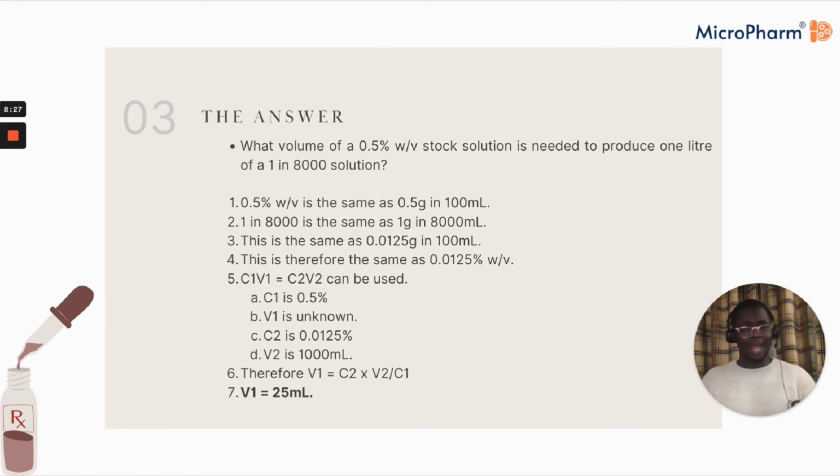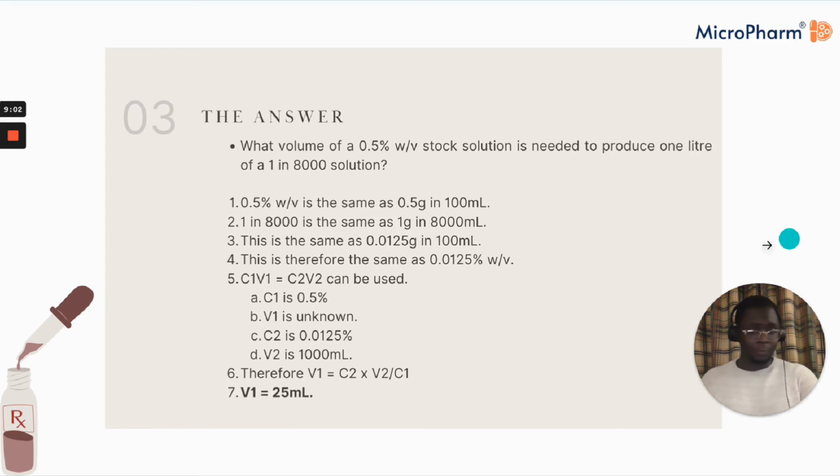If I then added 975 ml of solvent, whatever it might be, let's just say it was water, I then get 1 litre, and that 1 litre has a concentration of 0.0125%. Now, in some questions, you may be asked what volume of diluent you need, in which case you're only adding one extra step here, where you would subtract that 25 ml from the total volume of the solution in order to figure out how much diluent you would add.